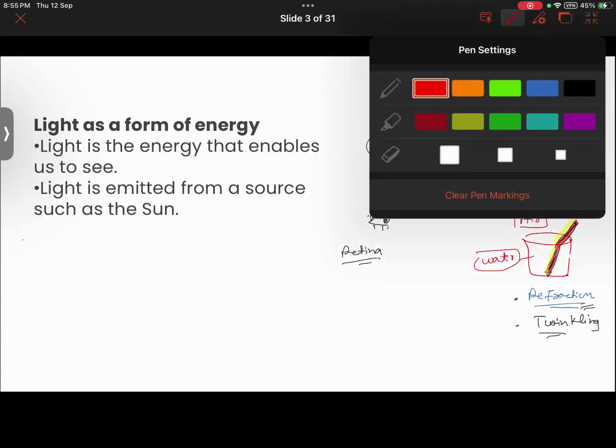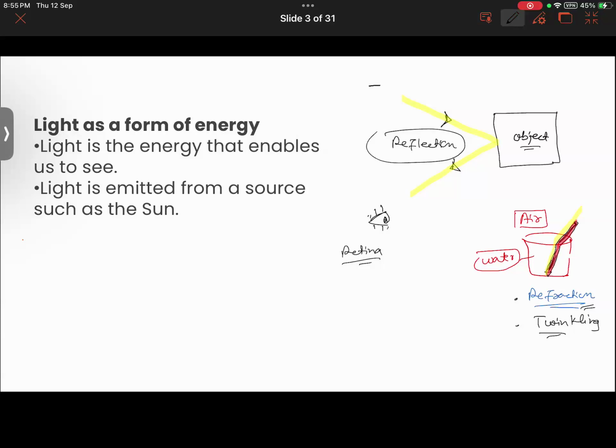Some of the objects that give out light could be a torch, the sun, a candle, or even a firefly. Have you seen a firefly? Yes, sir. They are very few to be found nowadays, but they are there. And there are some other organisms like glowworms also.